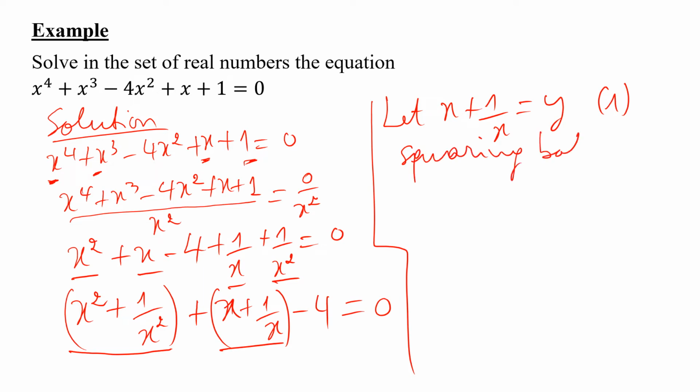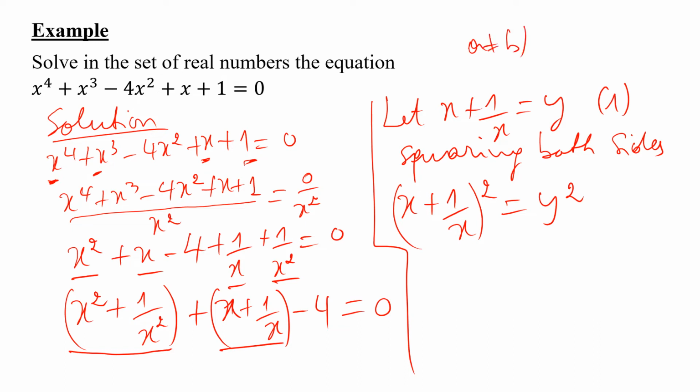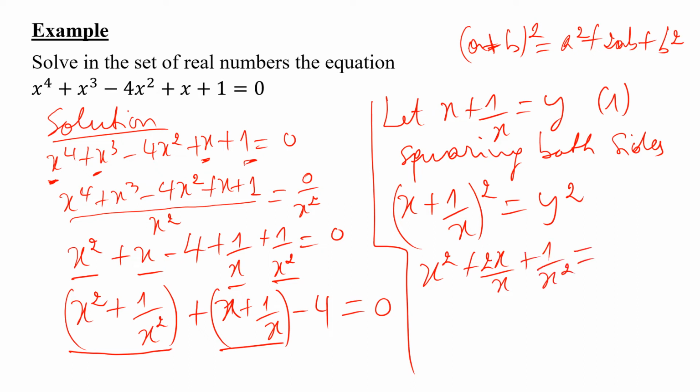Squaring both sides, we get x plus 1 over x, squared, is equal to y squared. Then remember that a plus b squared equals a squared plus 2ab plus b squared. Now we get x squared plus 2x times 1 over x plus 1 over x squared equals y squared.